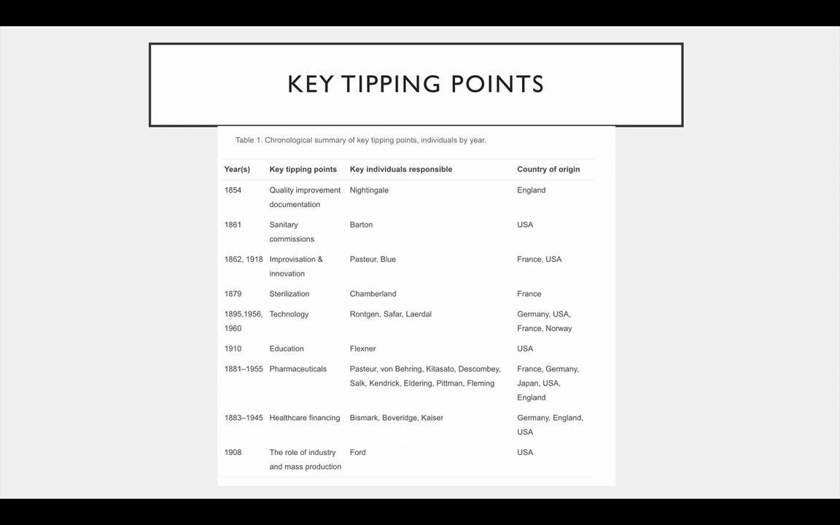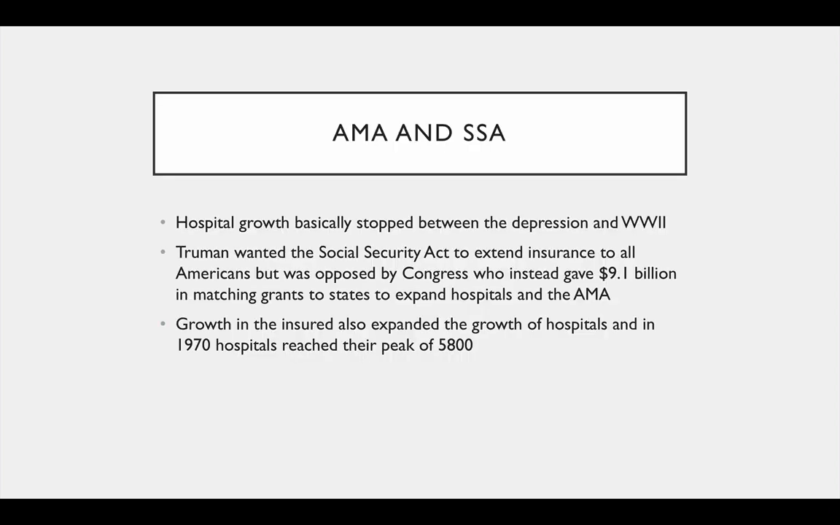And we started changing it really about World War II, when the big changes started to occur in the way we looked at how we financed healthcare. And that was really important because you have to pay for everything that you do. So hospital growth basically stopped between the Great Depression and World War II, for obvious reasons, most of them financial. We were clearly heading into war, and there were other things that were taking the nation's attention.